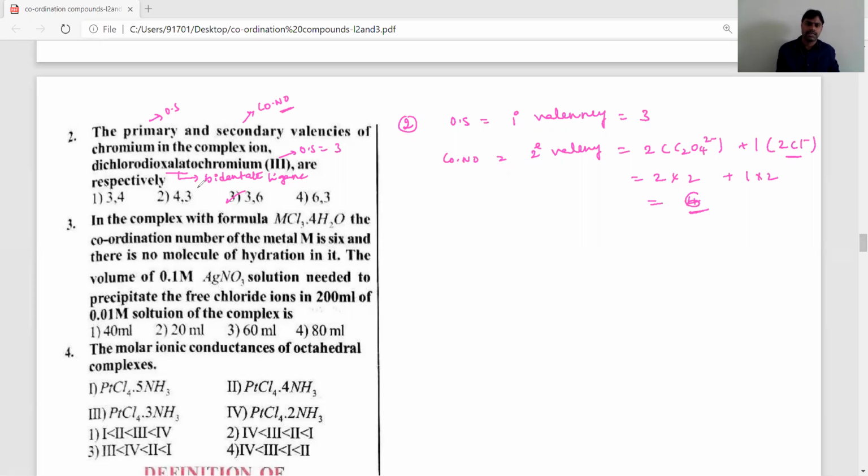Okay, let's see the third question. The complex compound MCl3·4H2O. Now the coordination number of the metal is 6. So here the coordination number is equal to 6. There are no molecules of hydration in it. Coordination number 6 means it can exist as 4 water molecules plus 2 chloride ions in the coordination sphere.